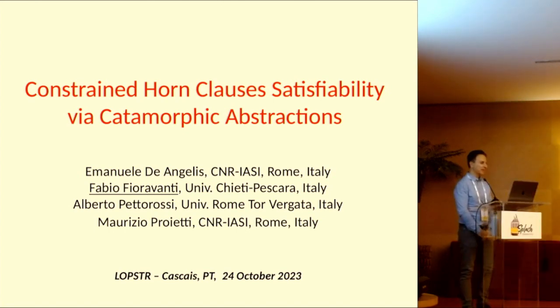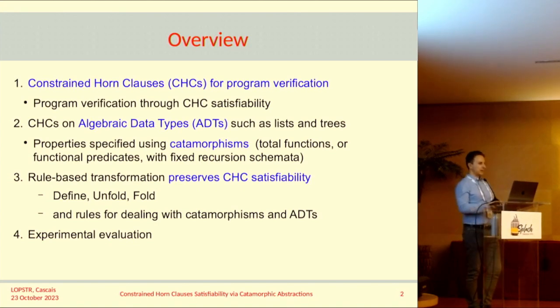Thank you. So this is joint work with Emanuele de Angelis, Alberto Pettorossi, and Maurizio Proietti. I will start by giving a brief overview of the use of constrained horn clauses in program verification. Then we will focus on the use of constrained horn clauses that use algebraic data types, such as lists and trees. And here we are interested in properties that are specified by using catamorphisms, that you can think about as total functions or functional predicates in this case, with a fixed recursion schemata.